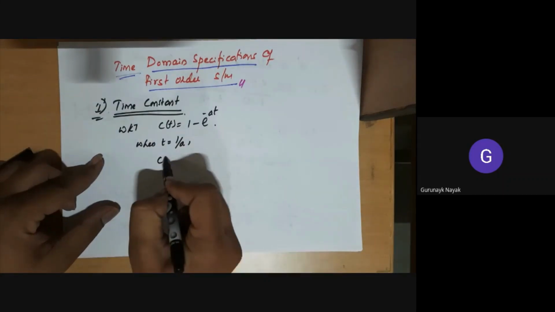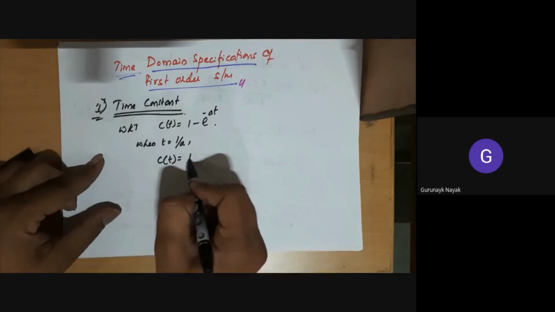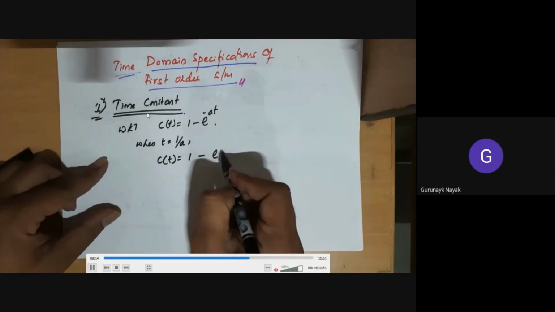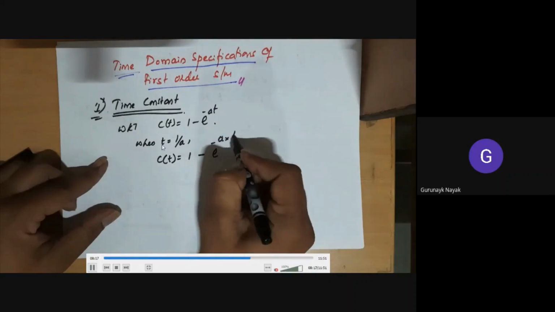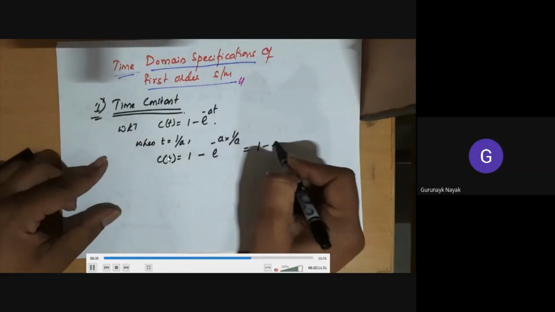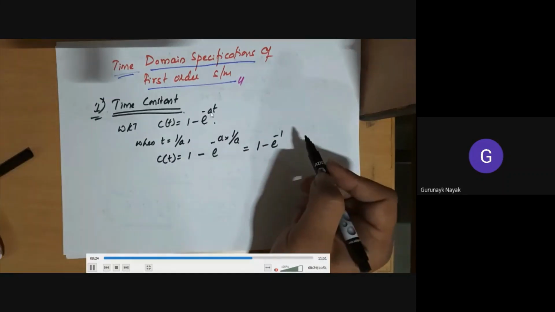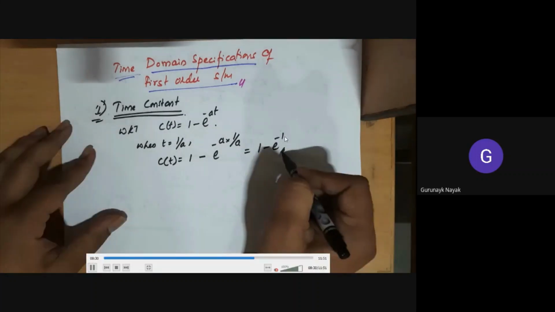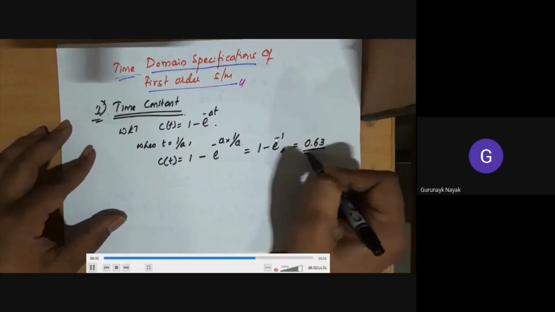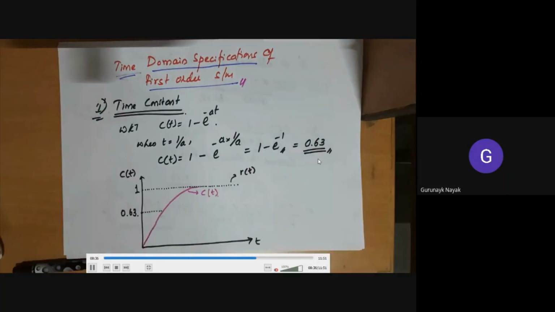To define time constant, first let us consider the output expression of a standard first order system. Then substitute t equal to 1 by a in this expression. So what we get is 1 minus e raised to minus a, replacing t by 1 by a. This is equal to 1 minus e raised to minus 1. Use your calculator to find e raised to minus 1 and you will get this equals 0.63. So C of t, the output, is equal to 0.63 when t is equal to 1 by a.